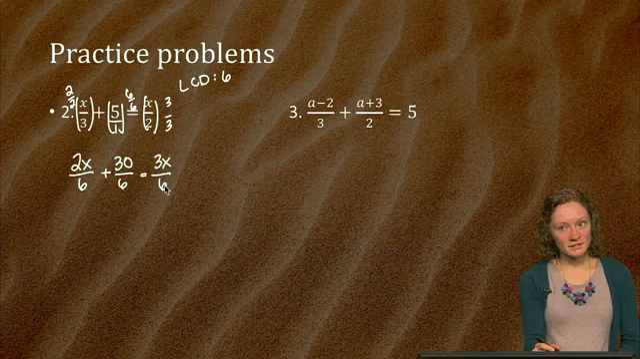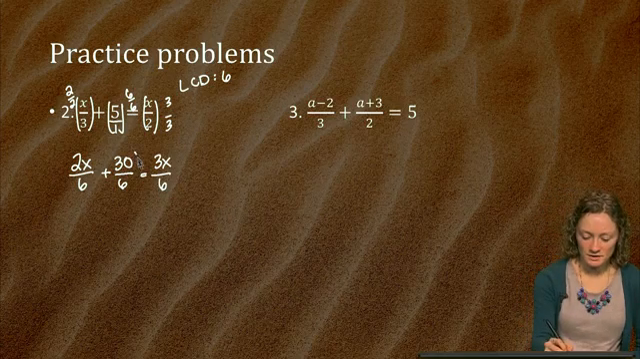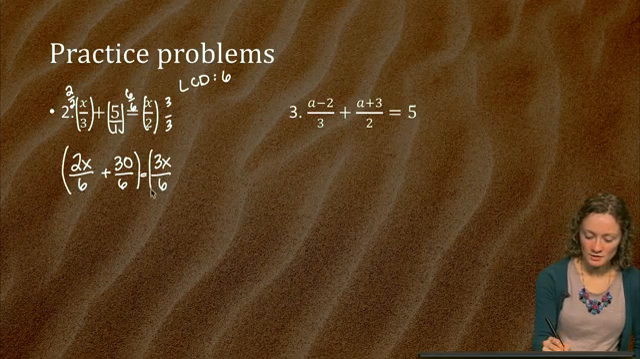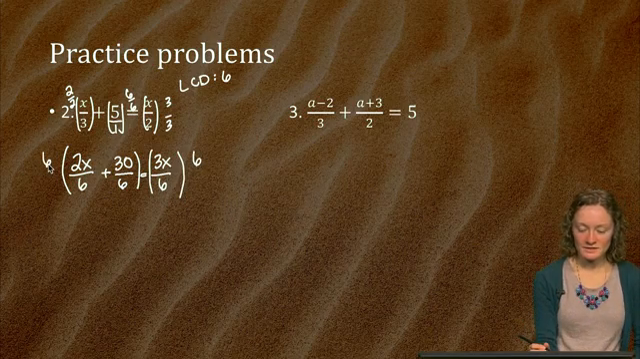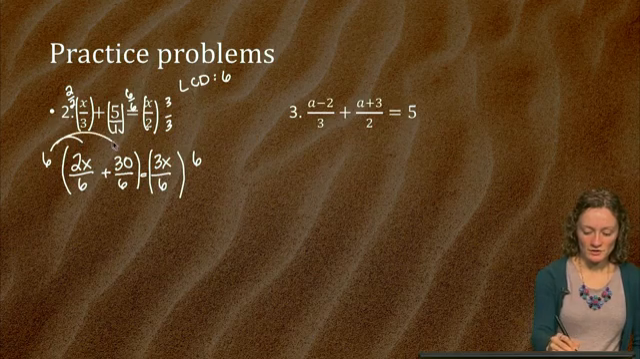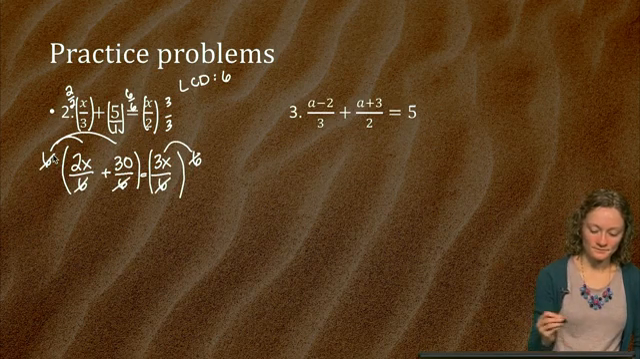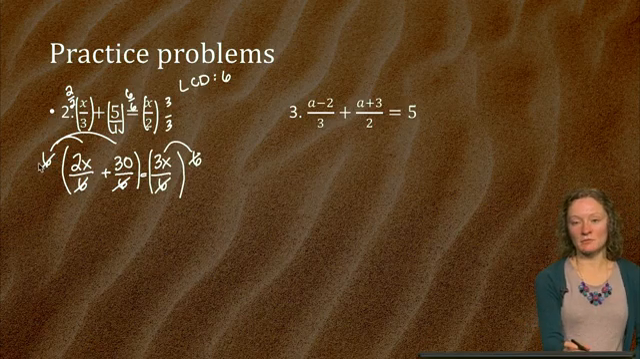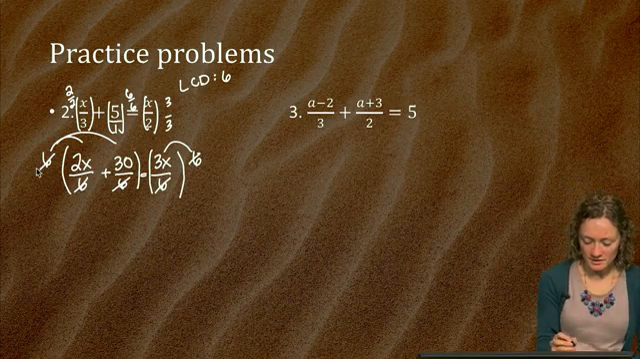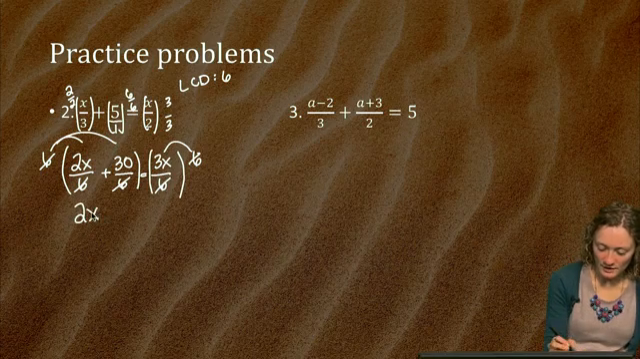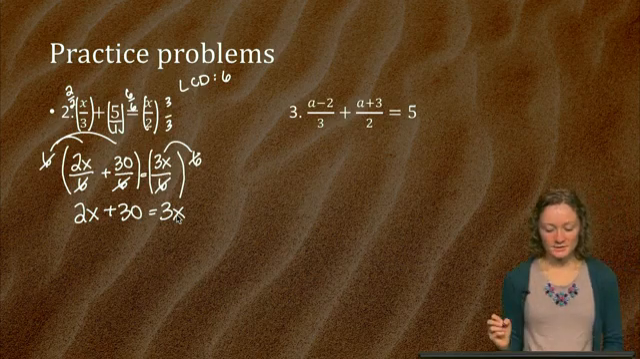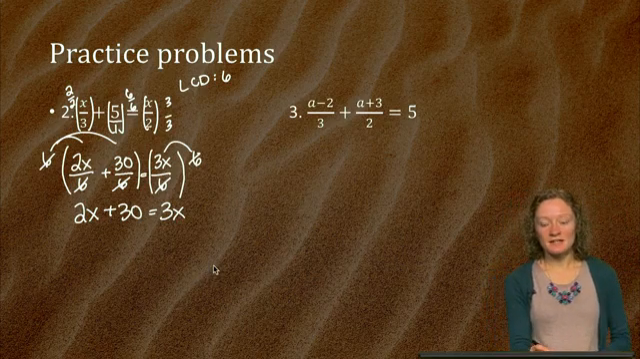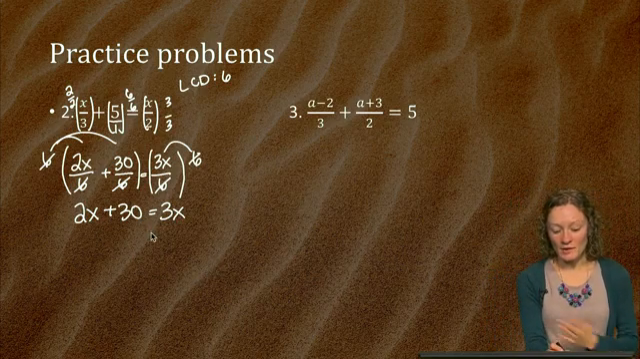This is usually the longest part of the problem. Once you're through this, the rest, not so bad. Then multiply both sides by that denominator of 6. And remember, this distributes. So each and every denominator, division, multiplication of the same number, cancel each other out, and we're left with 2x plus 30 equals 3x.